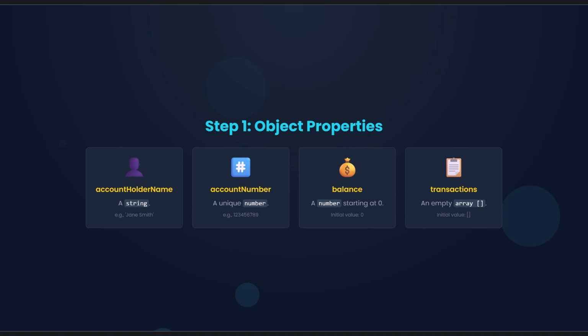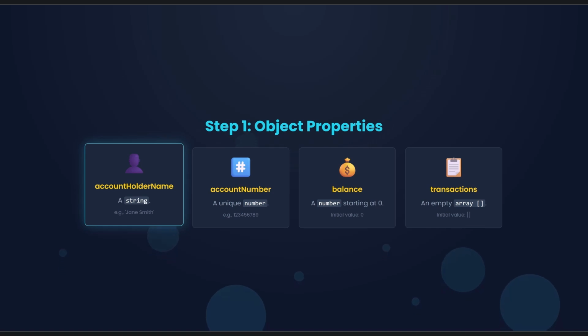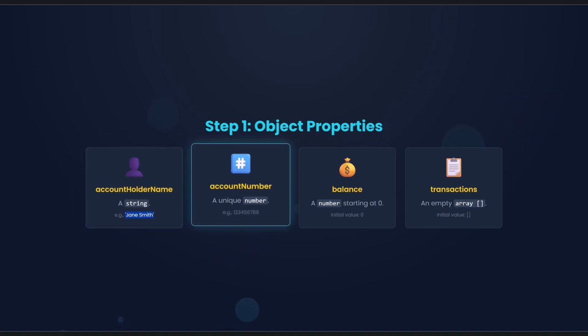We'll create an object named bankAccount. Your object should start with the following four properties: accountHolderName, a string with the name of the person who owns the account. For example, the string Jane Smith. accountNumber, a unique number for the account.